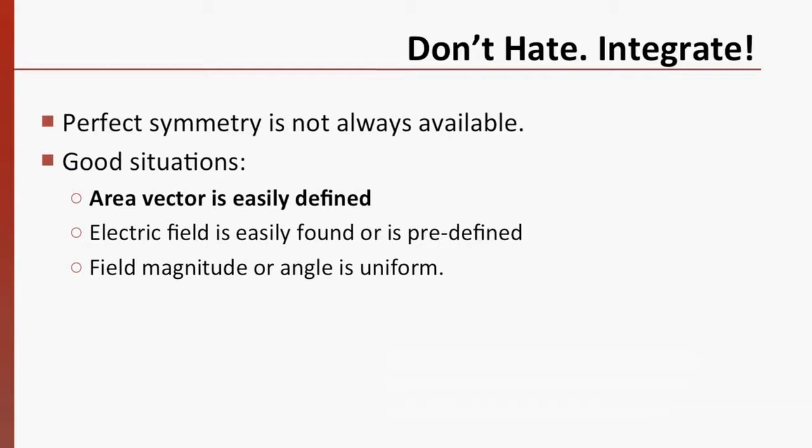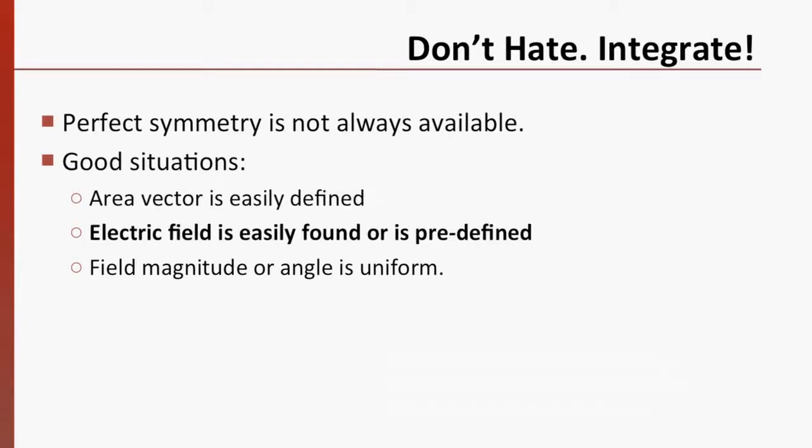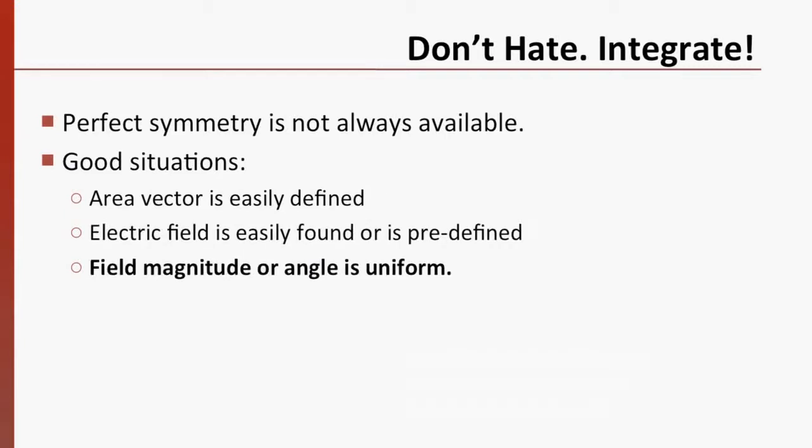First, an area vector that you can easily define. Second, an electric field that you can easily find or that is defined for you in a problem. Third, see if you can create a surface where either the magnitude of the field or its angle is uniform. The more of these you can take advantage of, the better.